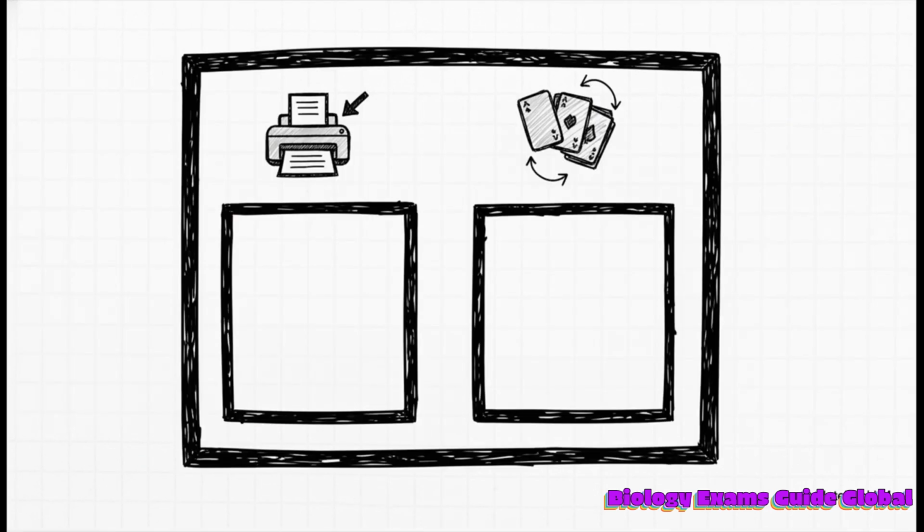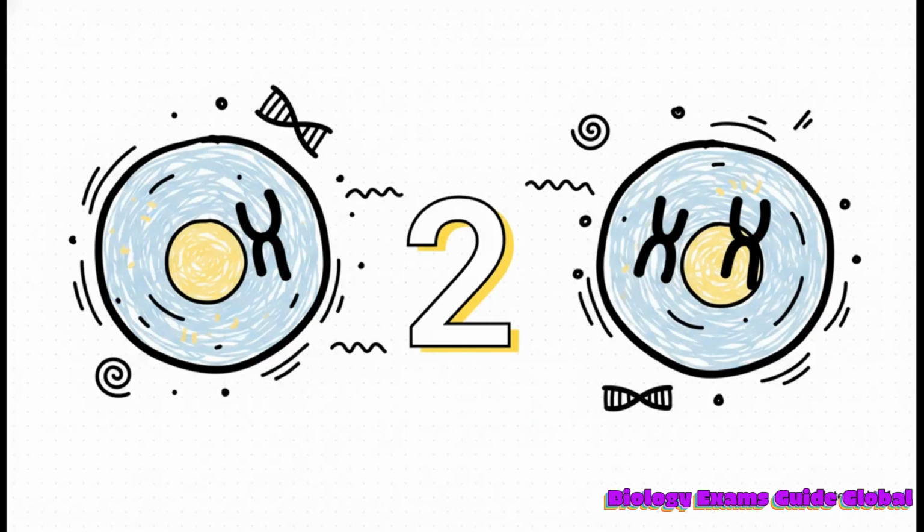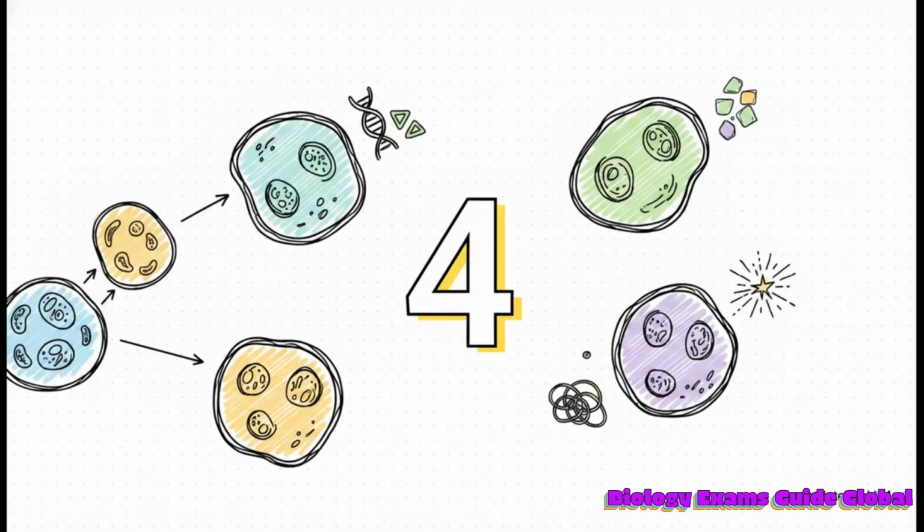All right, after all that dividing, what's the final scorecard? Let's take a look. Mitosis gives you two daughter cells. They're diploid and perfect genetic copies of the original. Meiosis, on the other hand, gives you 4 haploid cells, and they're all genetically unique.